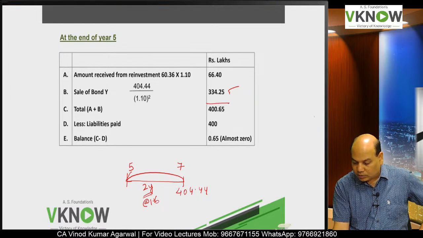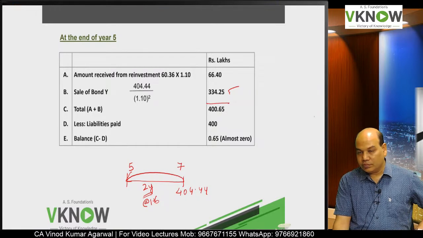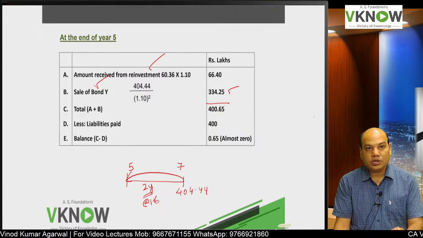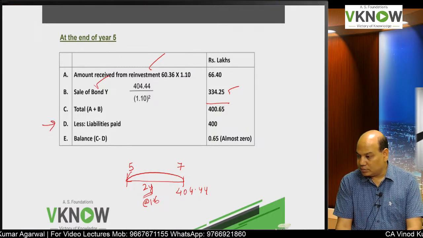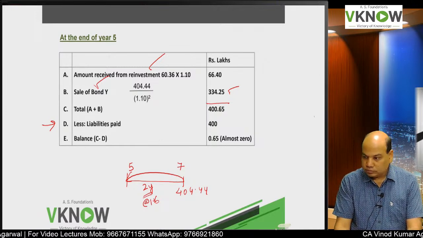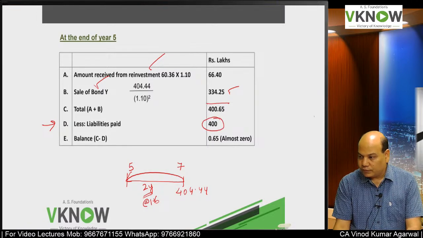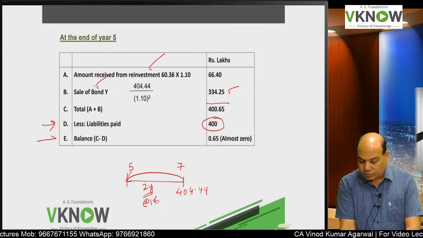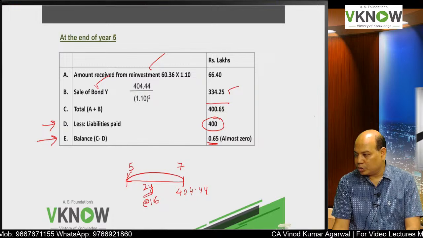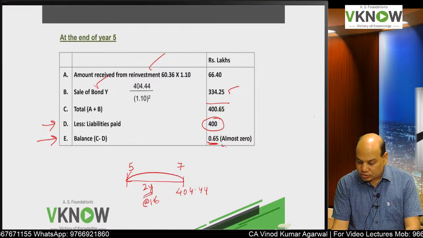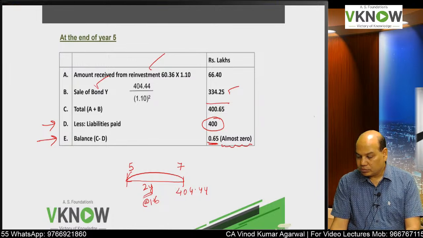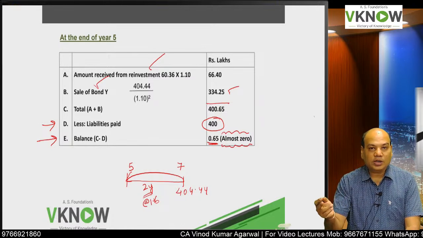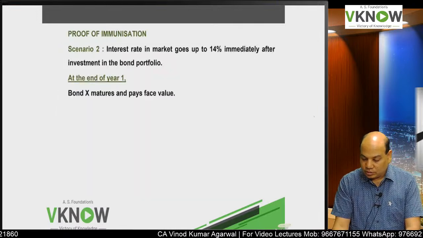So total amount you will have, one by selling your investment and second by selling your bond, is 400.65, less liabilities paid. You see the question book, fourth question book, fifth year liability is 400 rupees. Therefore balance 0.65, very small amount, which is almost close to zero. So therefore you are able to pay all your liabilities even though the market interest rate has gone down.